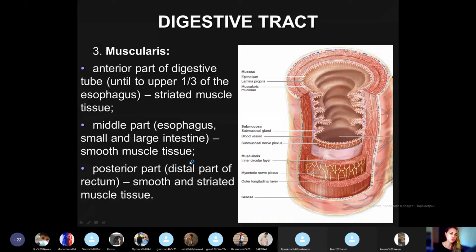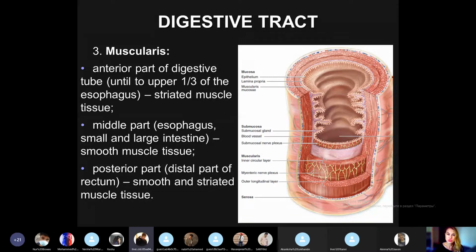So how do we memorize which type of tissue lines each segment? For that, we need to remember the type of contraction for skeletal and smooth muscle tissue. Who can tell me what the type of contraction is for skeletal tissue? Does skeletal muscle tissue contract voluntarily or involuntarily?